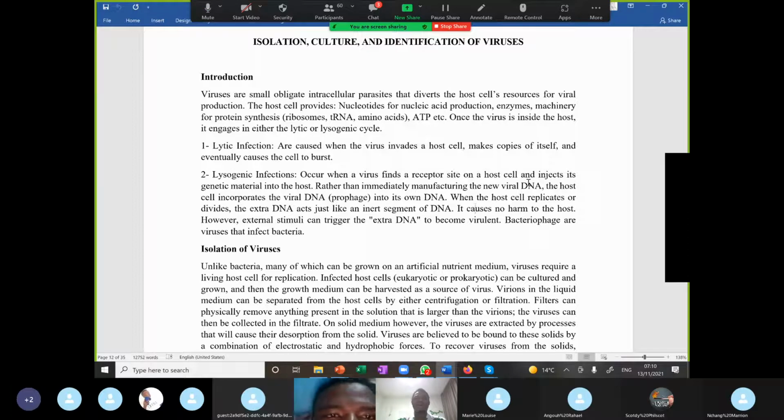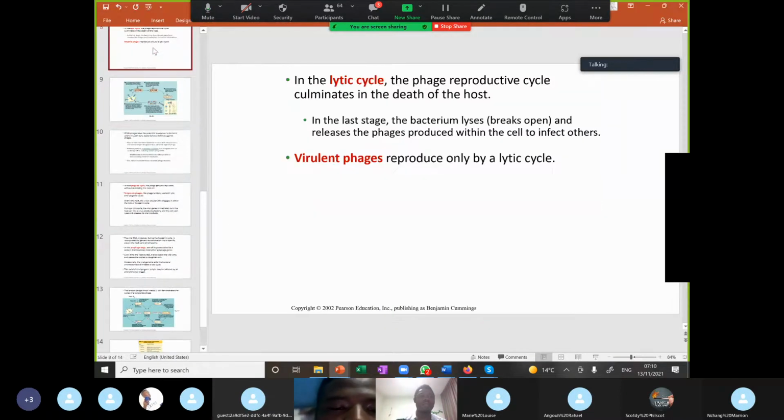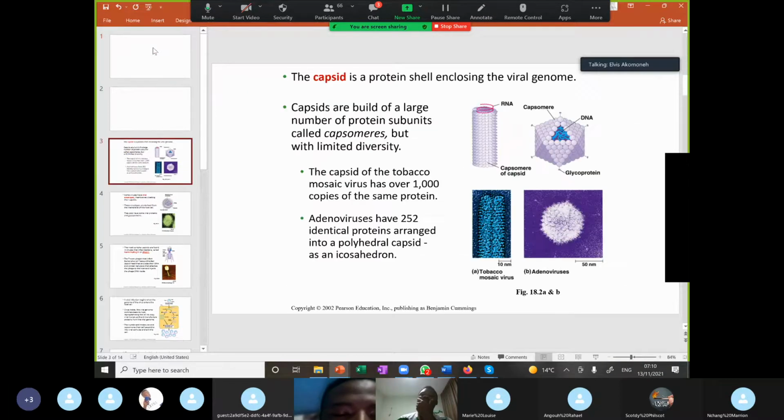Because of this, we are unable to culture viruses in the laboratory using the normal, typical synthetic media that we use for bacteria and parasites. We need living media, whether human tissues, animal tissues, or even bacterial cells, to cultivate viruses in the laboratory. So I have different lectures I'm going to be using to bring this concept as close as possible to you.